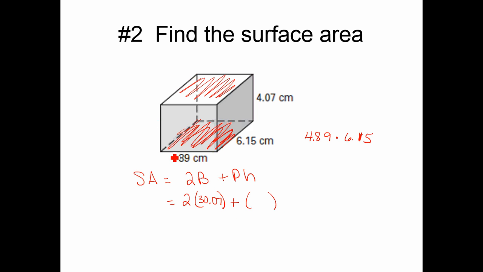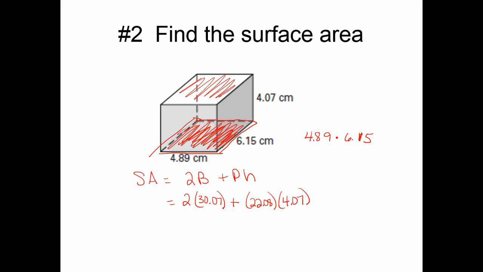And then we can go ahead and find the perimeter of the base. So perimeter of the base, 4.89 plus 6.15 times 2, or just keep adding: 4.89 plus 4.89 plus 6.15 plus 6.15. We go ahead and get a total perimeter of 22.08. And now what is the height of the prism? Well, that's 4.07. It's sitting on its base, so we don't have to imagine turning it over. We can just use that 4.07 as the height.